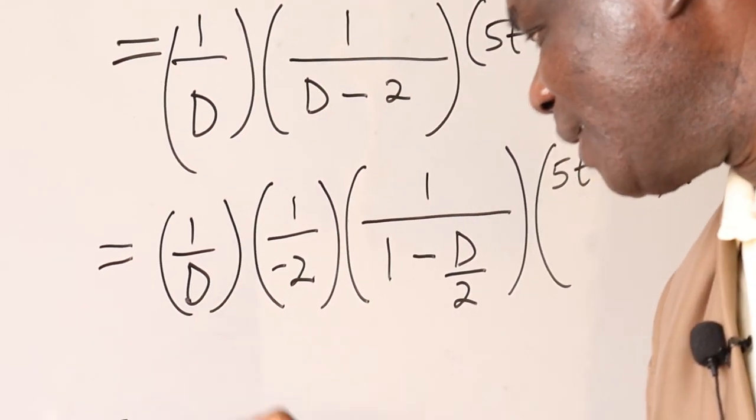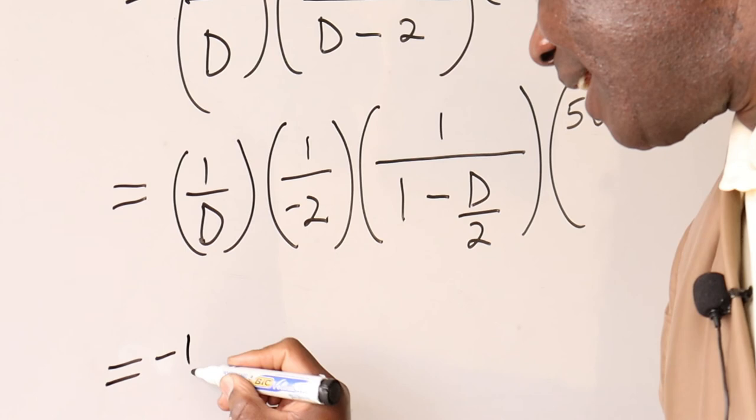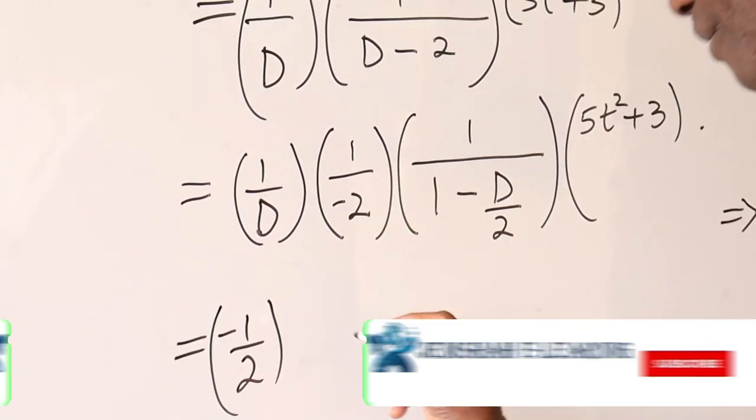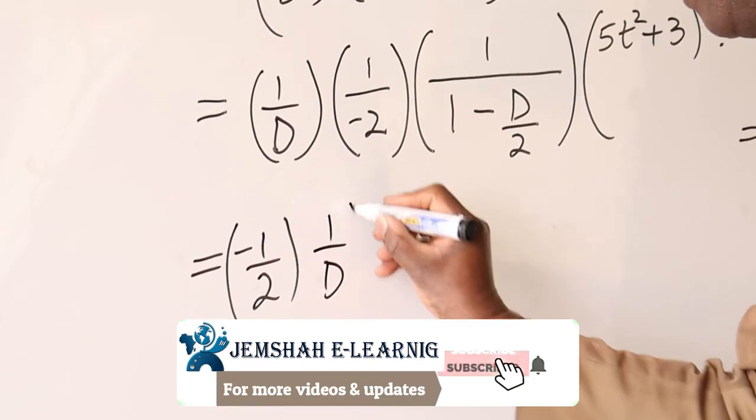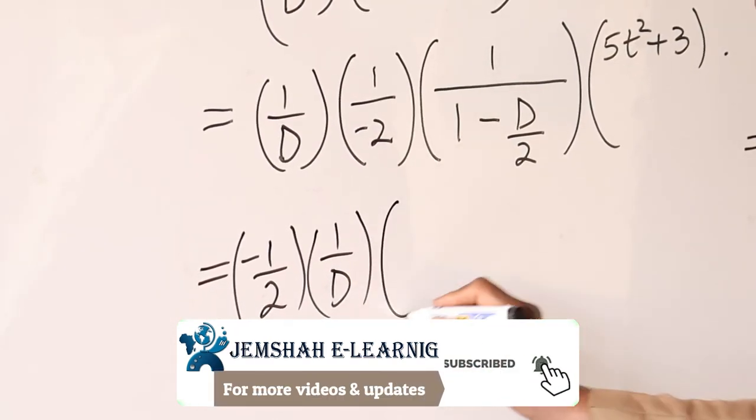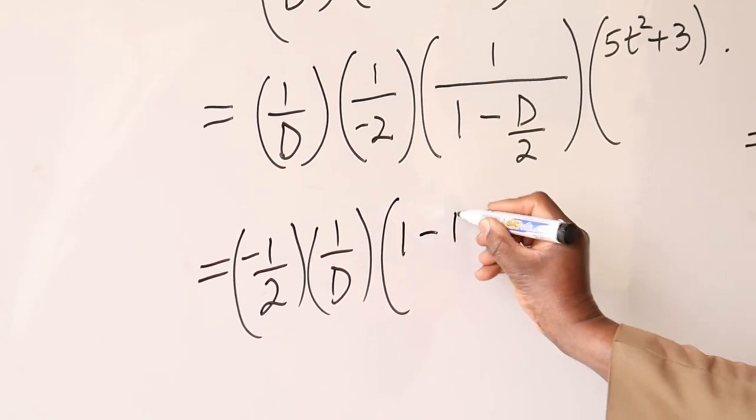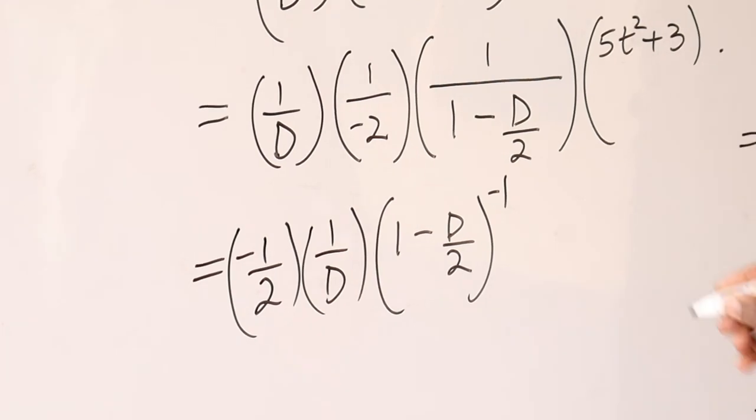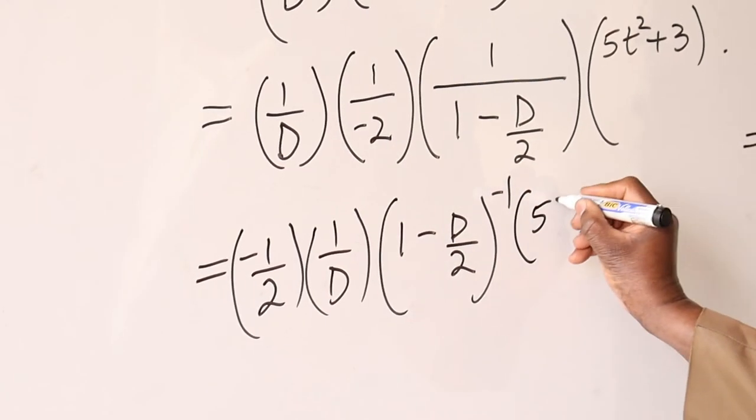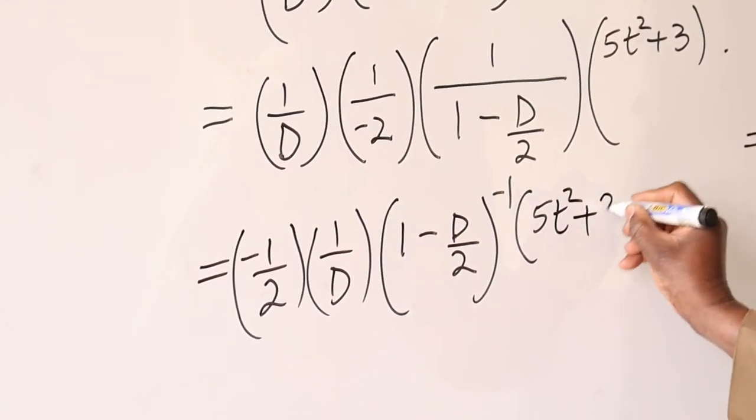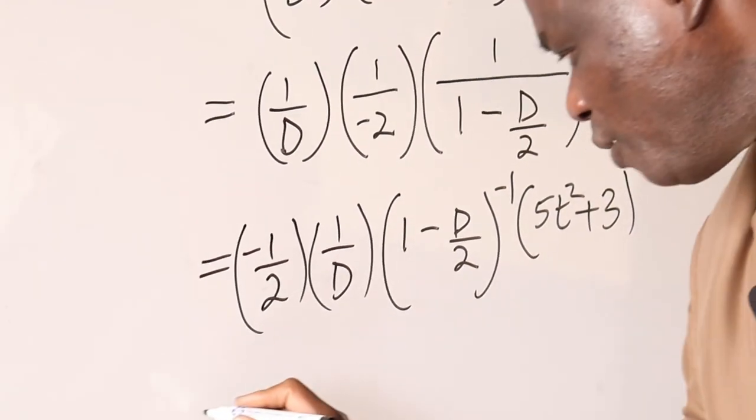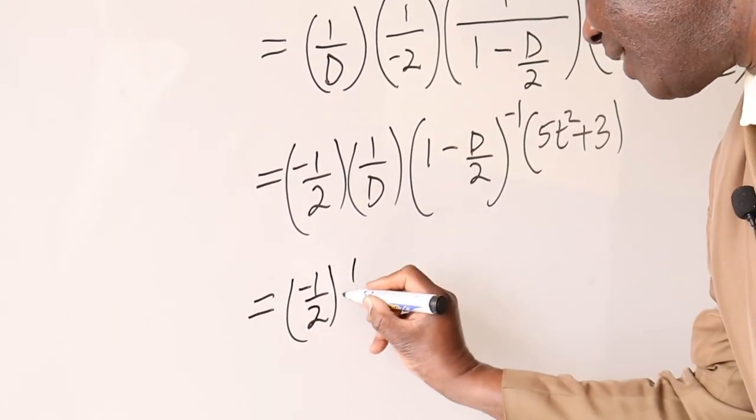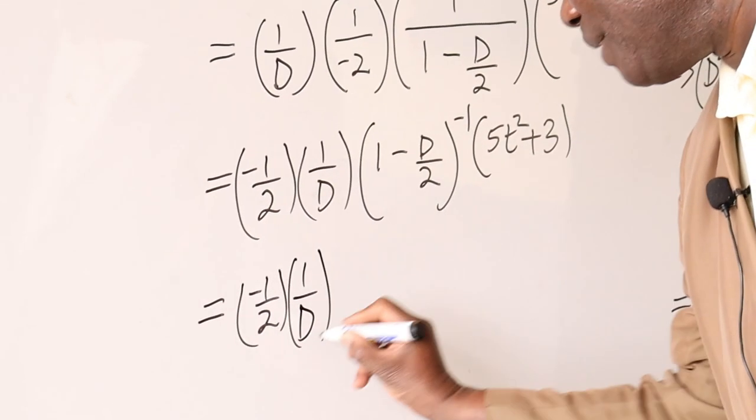So this will be equal to, this negative half can come forward. It passes all the operators because it is a constant. We have 1 all over d there, following. And now we have 1 minus d all over 2, but raised to power minus 1, to act on 5t squared plus 3. Which will be equal to negative half a constant, 1 all over d, now multiplying.